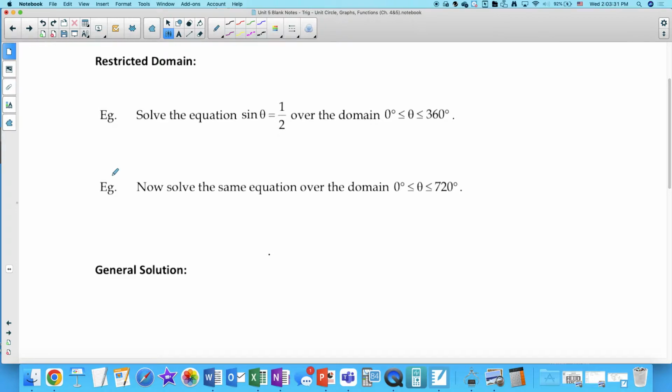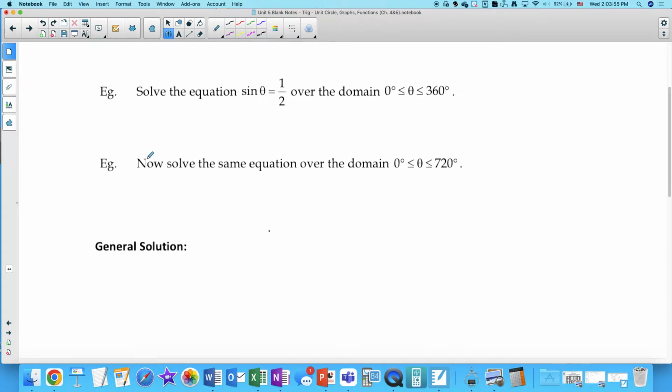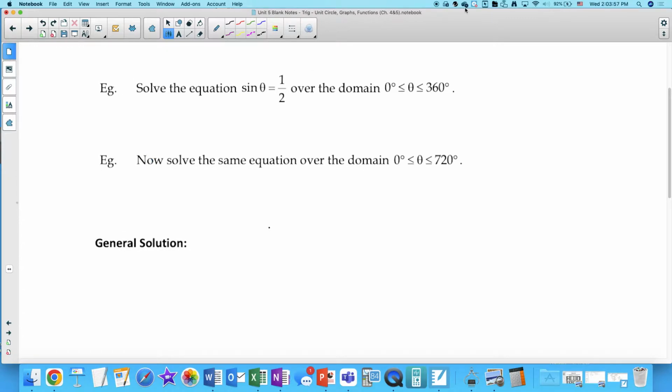All right, so most of these questions we're going to solve for exact values. So we're going to be thinking about all of those angles on the unit circle that relate to the special triangles, or using just the special triangles and CAST to determine the solution. Okay, so for example, solve the equation sine theta equals 1/2 over this domain, 0 is less than or equal to theta less than or equal to 360.